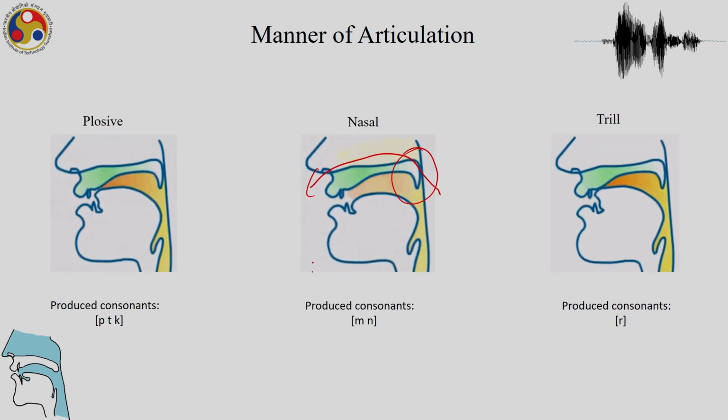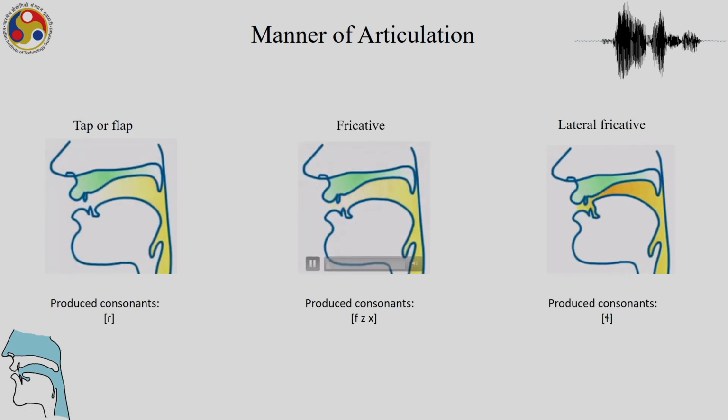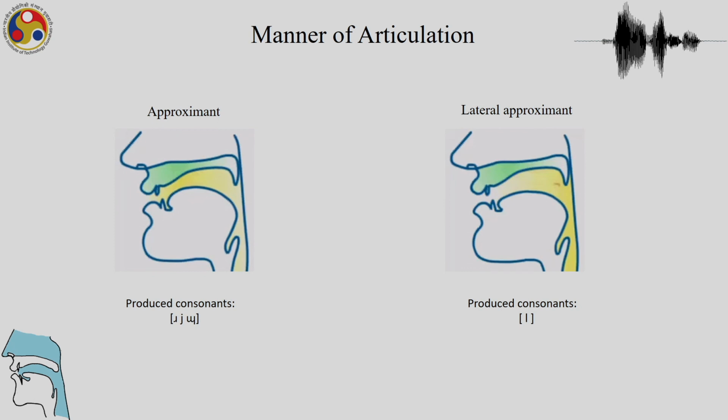Unlike the stop before, for the production of which we had to make a complete obstruction, for the production of a fricative, for instance, you can see that it's partial. There's partial obstruction here when you're producing a fricative sound like z or s. We will discuss lateral fricatives later when we discuss sounds of the world's languages.